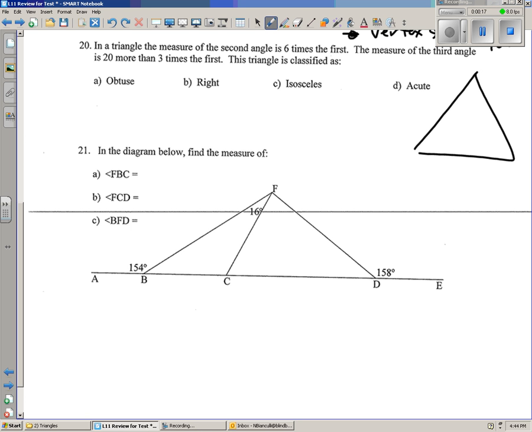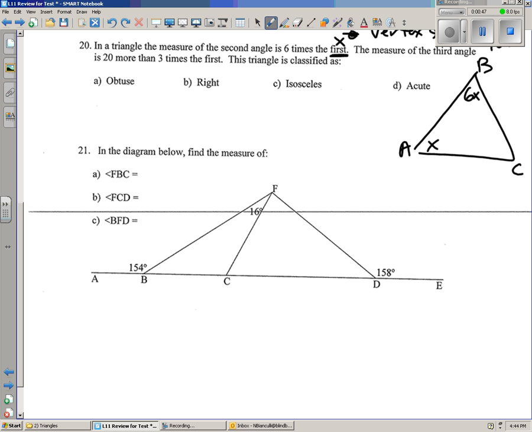And again, the key with translating a sentence like this from words to algebra is to realize at the end of the sentence is your x. So if I call this triangle ABC, I'll let A be the first angle, and that's going to be x. Then it says the measure of the second angle is 6 times the first. So let's let B be the second angle, only because it's the second letter of the alphabet. And so 6x would be angle B.